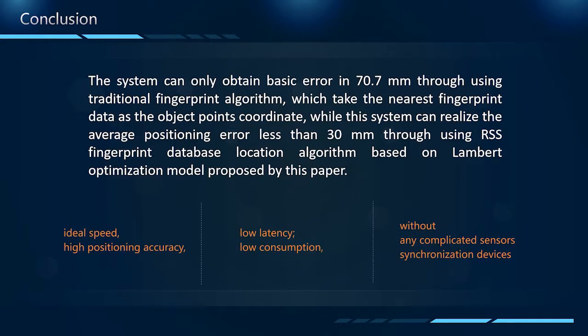Finally, I would like to make a conclusion with my presentation. The system can only obtain a basic error of 70.7 mm through using the traditional fingerprint algorithm, which takes the nearest full fingerprint data at the object point coordinate, whereas this system can realize an average positioning error of less than 13 mm through using the RSS fingerprint database location algorithm based on the Lambert optimization model proposed by this paper.